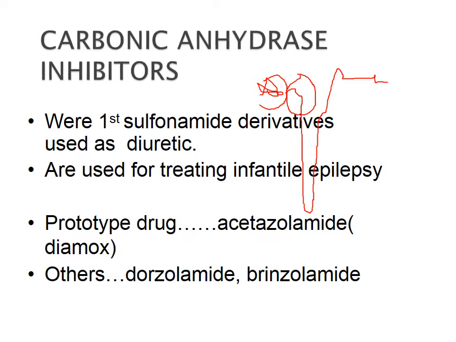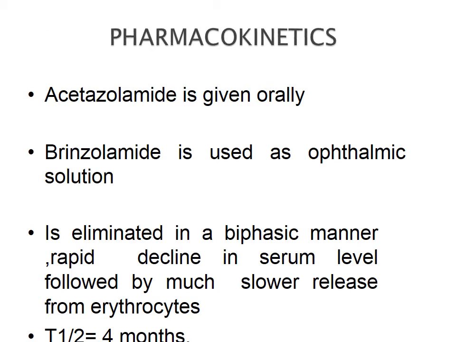They were the first sulfonamide derivatives used as diuretics. Their basic use is for treating infantile epilepsy. The prodrug of this diuretic is acetazolamide. Others are dorzolamide and brinzolamide. Now, discussing the pharmacokinetics, they are usually given orally. Brinzolamide is used as an ophthalmic solution.